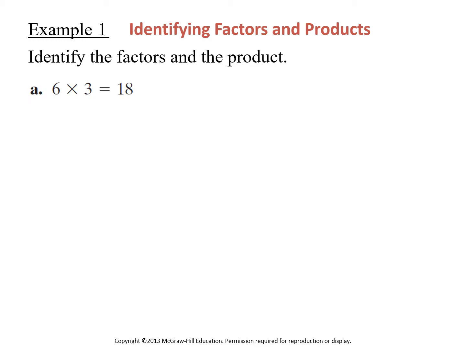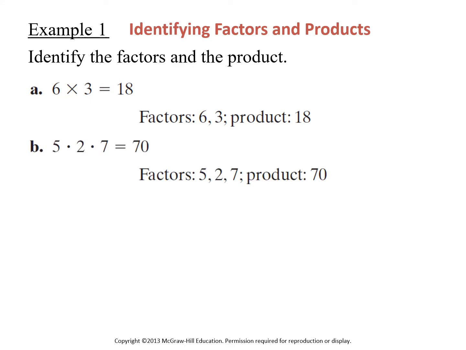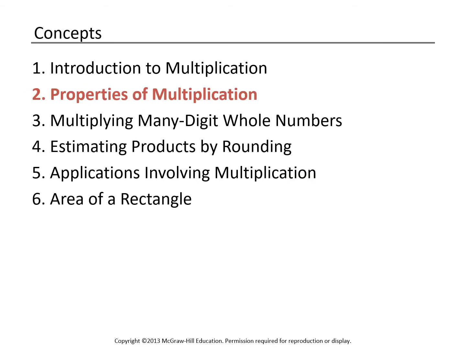In this example, 6 and 3 are factors, 18 is the product. Here we have 5, 2, and 7 are the factors, and the product is 70.